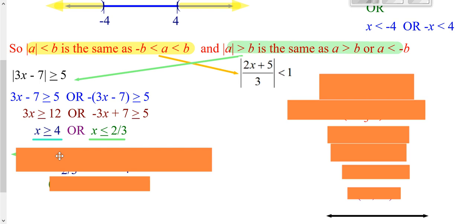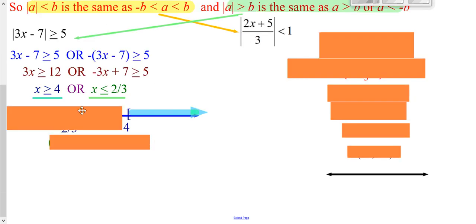And we get this. So then we need to have x greater than or equal to 4. Well, if we graph that, that's going to be at 4 and going to the right. Because of the equal to, that's going to be a square bracket. X is less than or equal to 2/3. You got to be at 2/3 and going to the left. So I have x being less than 2/3, so I'm going to go to the left of 2/3.